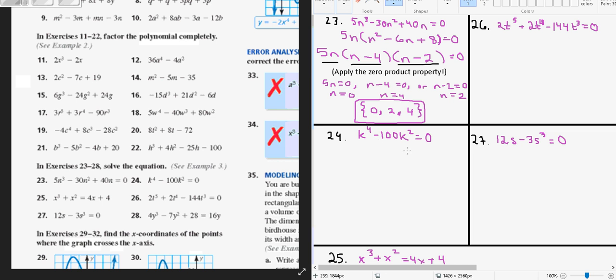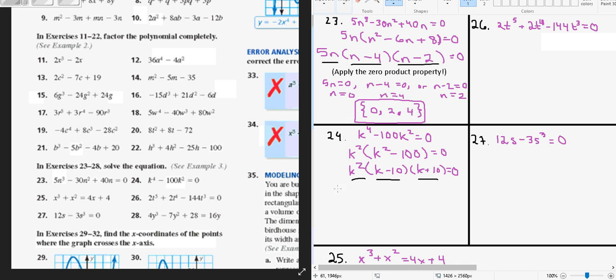On number 24, we need to again factor out the greatest common factor, which on this one is a k squared. And what would remain is a k squared minus 100. And it still equals 0. So this one again is the difference of two squares pattern. So this one we've got k squared times the quantity k minus 10 times the quantity k plus 10, and it still equals 0. Now that we have it factored completely on the left-hand side there, we can apply the zero product property. So one of these three factors must equal 0 for the product to equal 0.